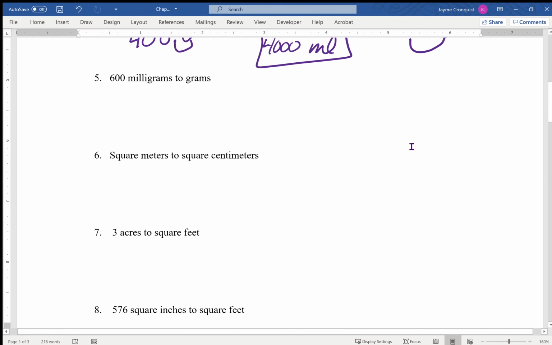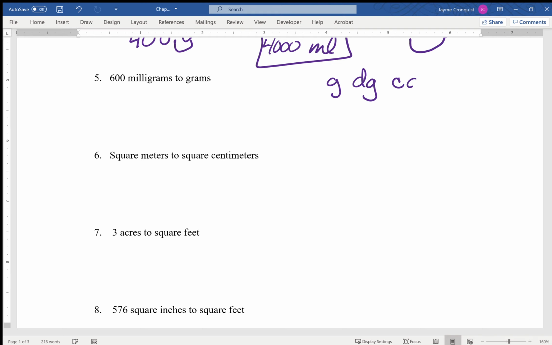600 milligrams to grams. So we had grams, decigrams, centigrams, and milligrams. So we go 1, 2, 3 units. So we go 1, 2, 3. So the answer is going to be 0.6 grams.